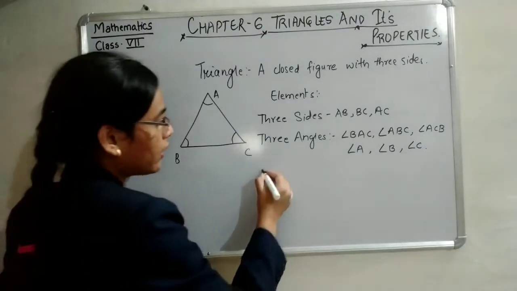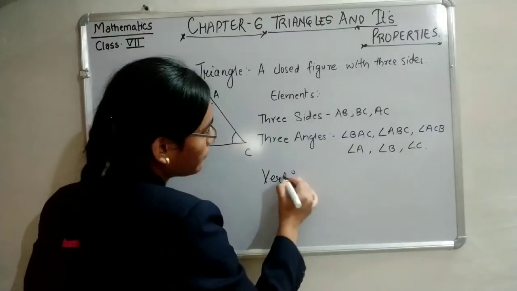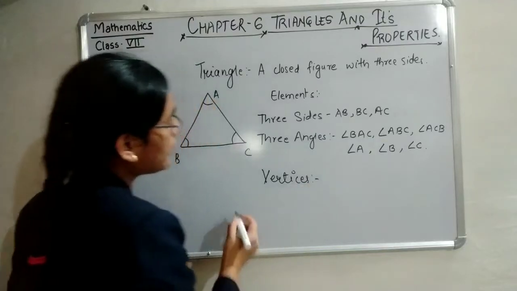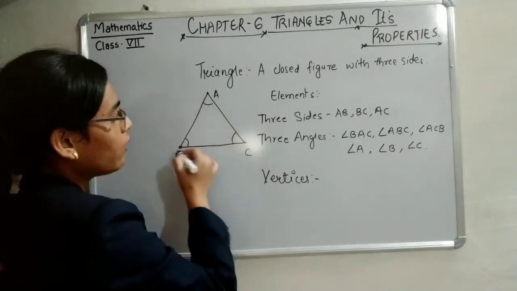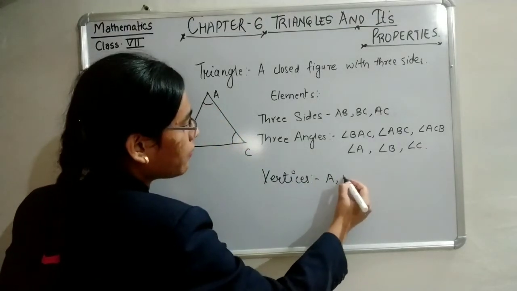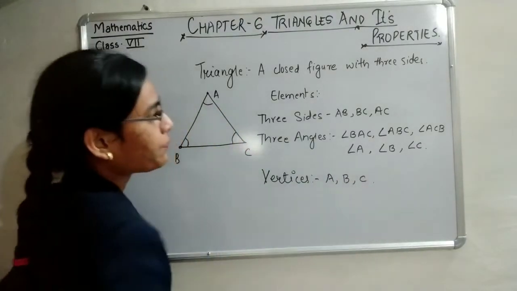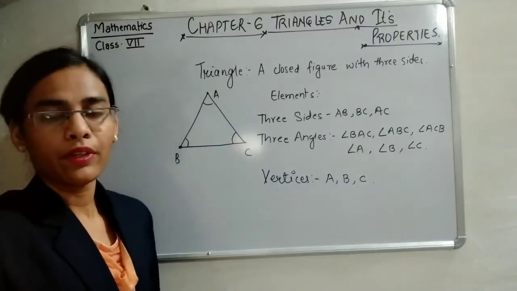Now we will see what the vertices of the triangle are. Vertices here means the corner points of the triangle. Here in this triangle we are having three corner points, so the vertices will be A, B and C. So these are the elements of a triangle.